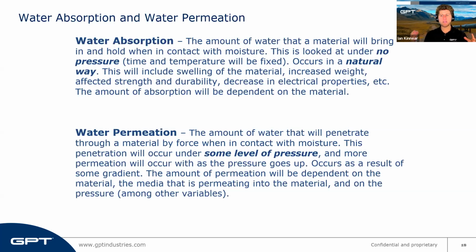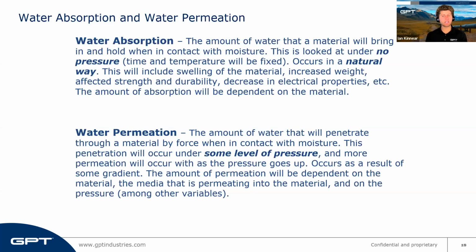Permeation, on the other hand, is the amount of media, for simplicity's sake we'll use water in this case, but really any media, that will actually penetrate through a material by force when it's in contact. So permeation occurs as a result of a pressure gradient, right? It occurs under pressure and not naturally. So the higher the pressure, the more permeation that will occur. And this is dependent on what material you're actually pushing through, what media is going through that material, the pressure, temperature, among other things. Small molecule gases are going to permeate a lot easier than liquids.